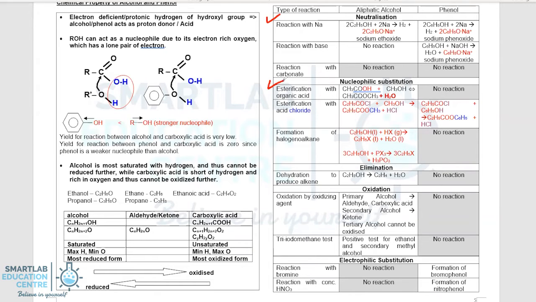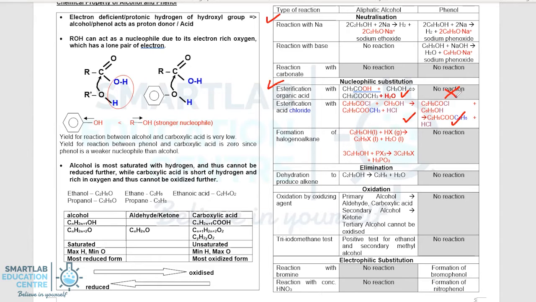The second reaction that you learn is nucleophilic substitution. In the nucleophilic substitution, you can break into 2 parts. One is where you produce ester. When you produce ester, you need to note that phenol and alcohol will be able to react with acid chloride to produce ester. However, only alcohol can react with carboxylic acid to produce ester. Phenol will not be able to react with carboxylic acid.